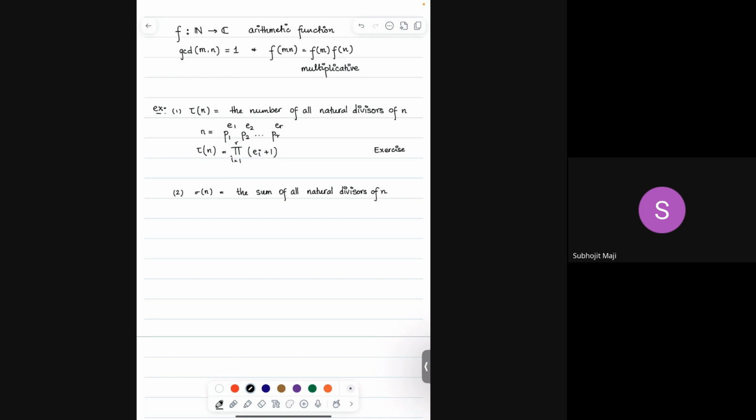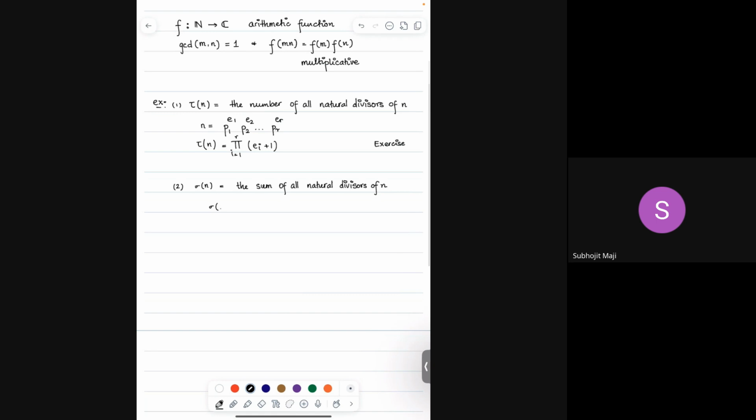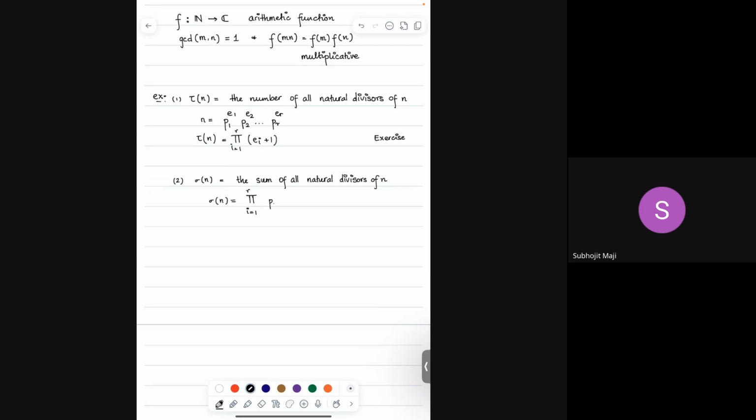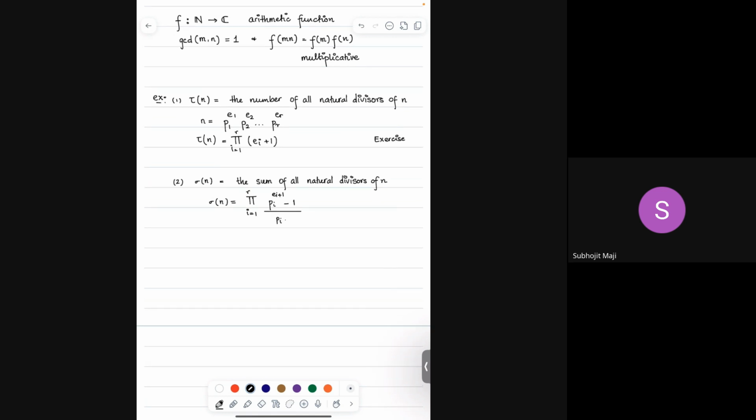So again, if my natural number n is written as p1 to the e1 up to pr to the er, right, then sigma n has the following formula, which is again a product, i equals 1 up to r, of pi to the ei plus 1 minus 1, divided by pi minus 1.